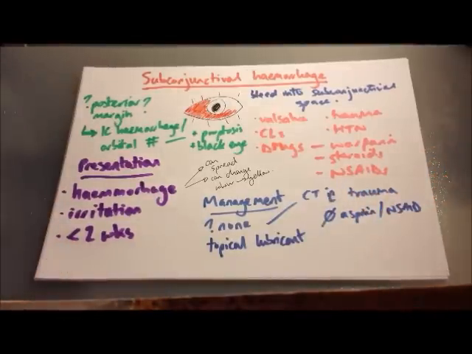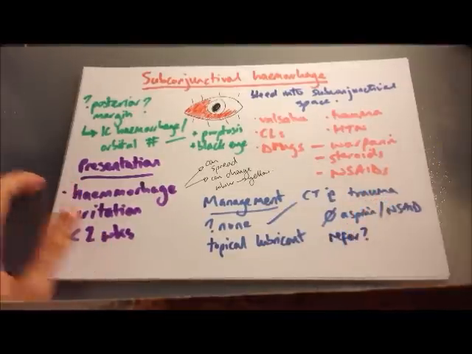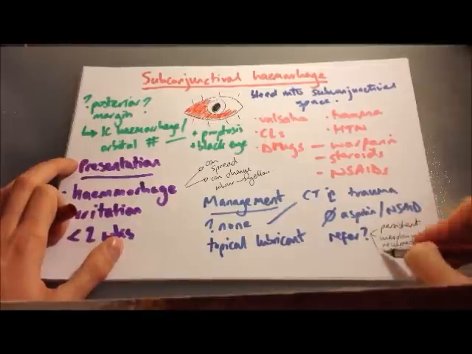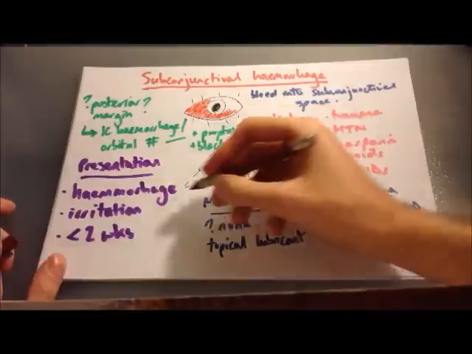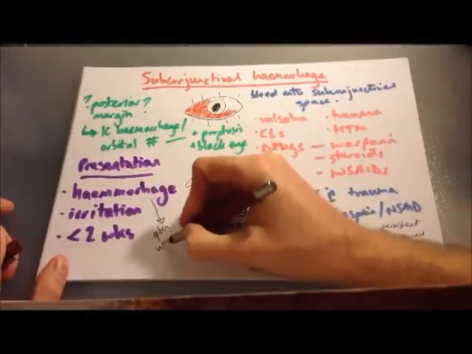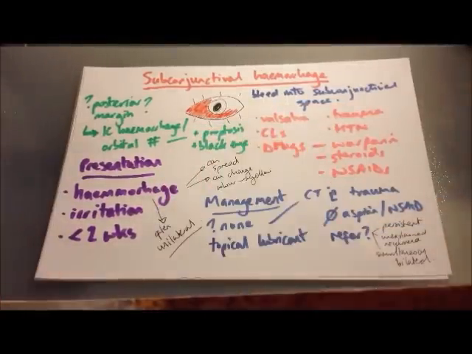And you want to refer any simultaneous bilateral hemorrhage, a persistent hemorrhage, or a hemorrhage that keeps recurring, to ophthalmology just to get it checked out. So just to say that the subconjunctival hemorrhage is normally unilateral, so a bilateral one is more concerning.